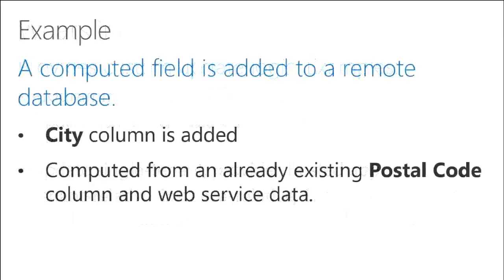One scenario in which a handler is very useful is when a computed field is added to a remote database. Suppose a city column is added and its value is computed from an already existing postal code column. Code in the upgraded event handler could iterate through the items in the database and fill in the value for the new city field based on the value of the postal code field and on some external data source that maps postal codes onto cities. That would be a typical use of an upgraded event handler.